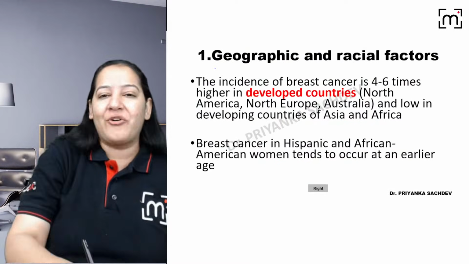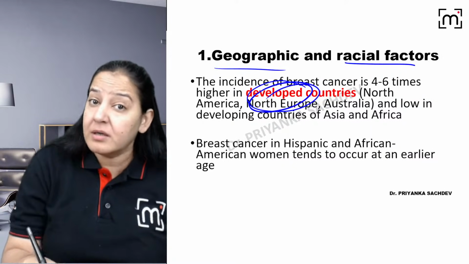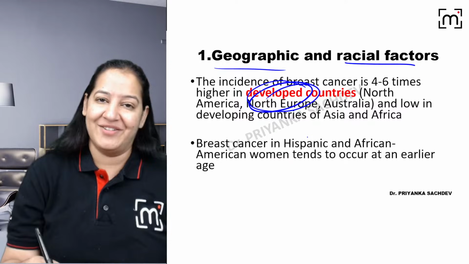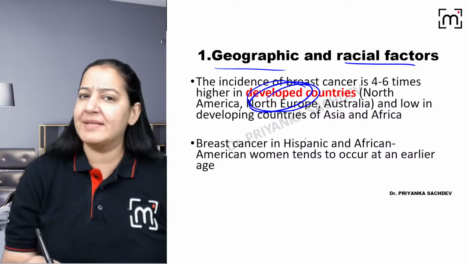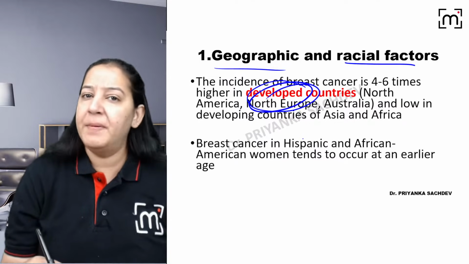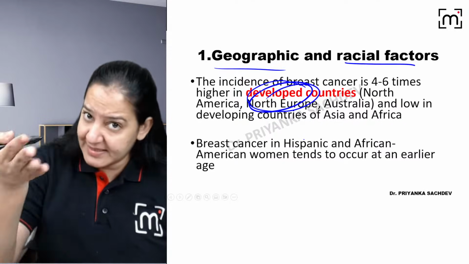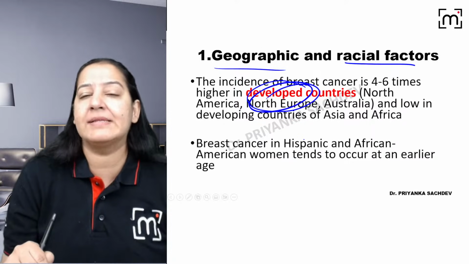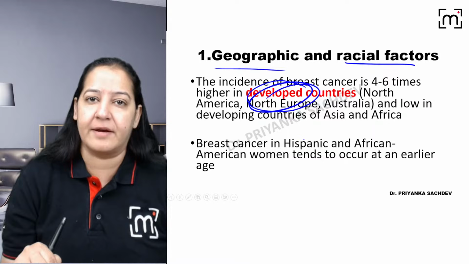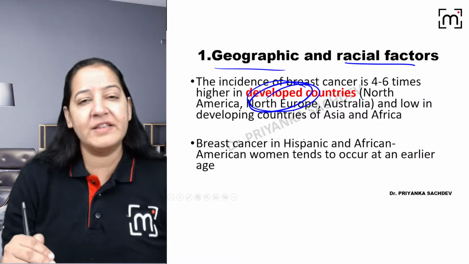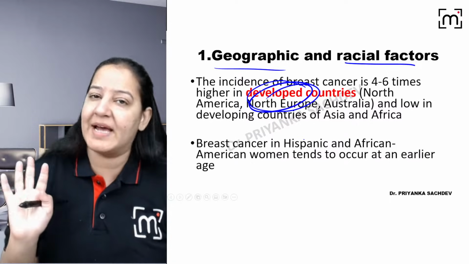The first is the geographical and racial factor. Breast cancer is more common in developed countries as compared to developing countries. Initially, breast cancer was the most common cancer in the US and in the world, but not in India. In India, in females, breast cancer is the second most common cancer. The most common cancer is cervix cancer in India because of early marriage of the girls here. But now India is also adopting the Western culture, so in India also this year, breast cancer is the most common cancer in females.